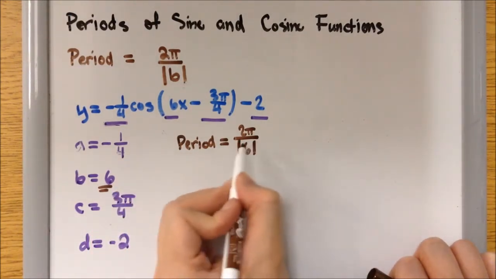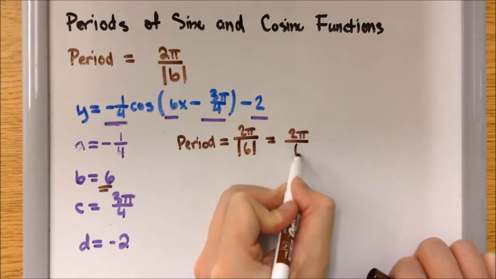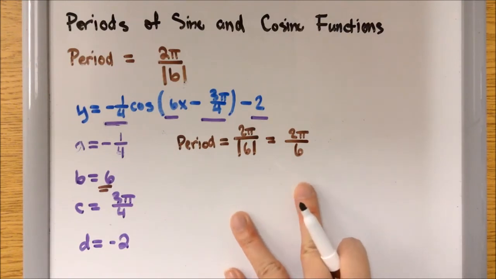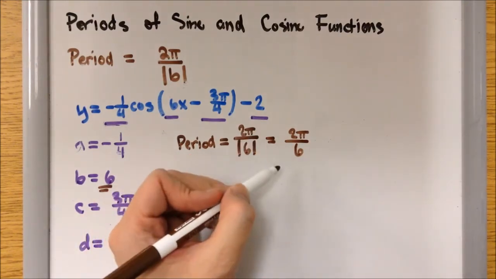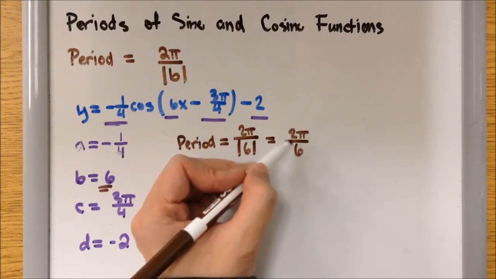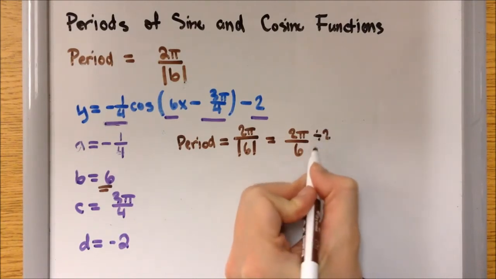And then when we do the absolute value, it will be 2 pi over 6. And then we can't just stop there. The reason is because we can still simplify this. What's in common between 2 and 6? They're both even numbers. We can divide top and bottom by 2.